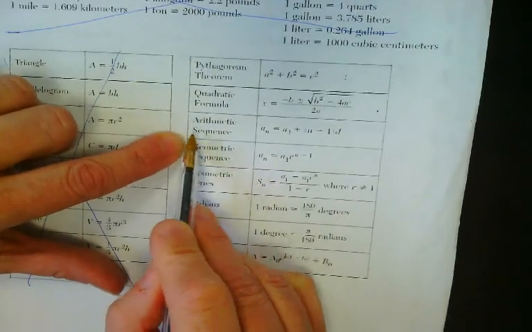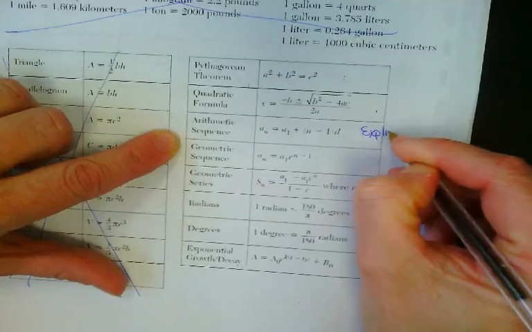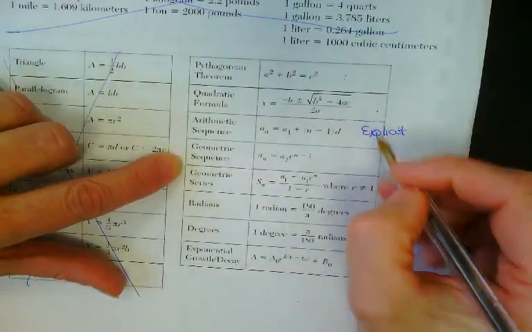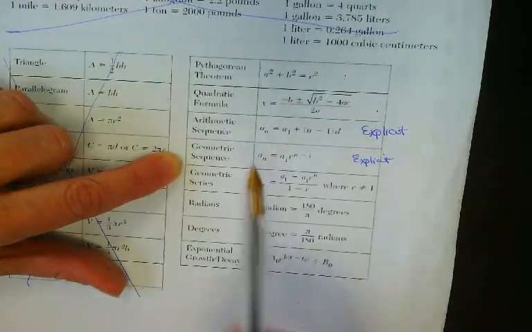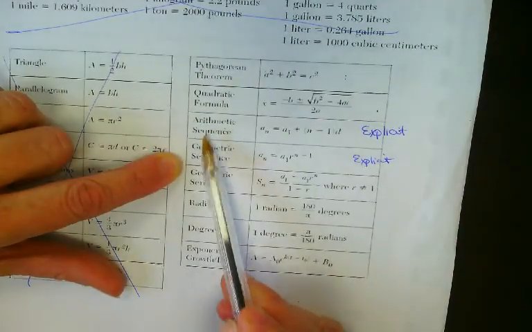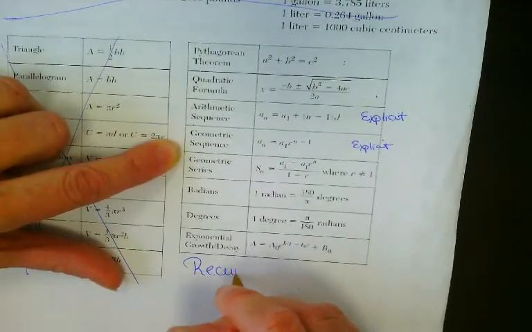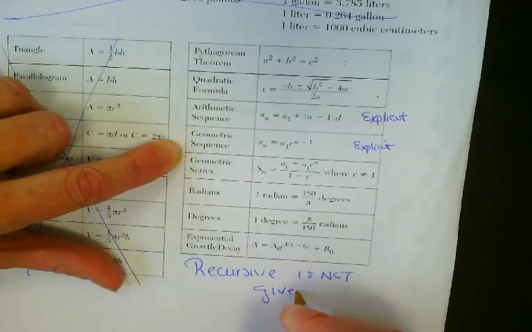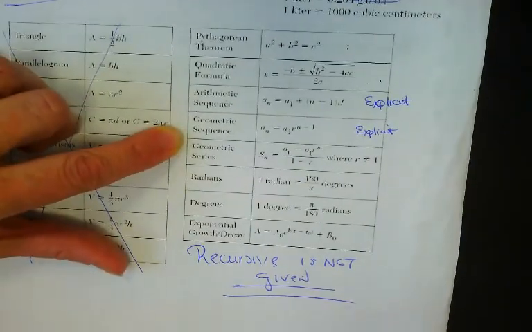The arithmetic sequence. This is when they say explicit. Let's write explicit next to this. This is the explicit formula. This is the explicit formula for geometric. Those are given to you. Just to be clear, recursive is not given. You have to memorize the recursive stuff, which is simple.